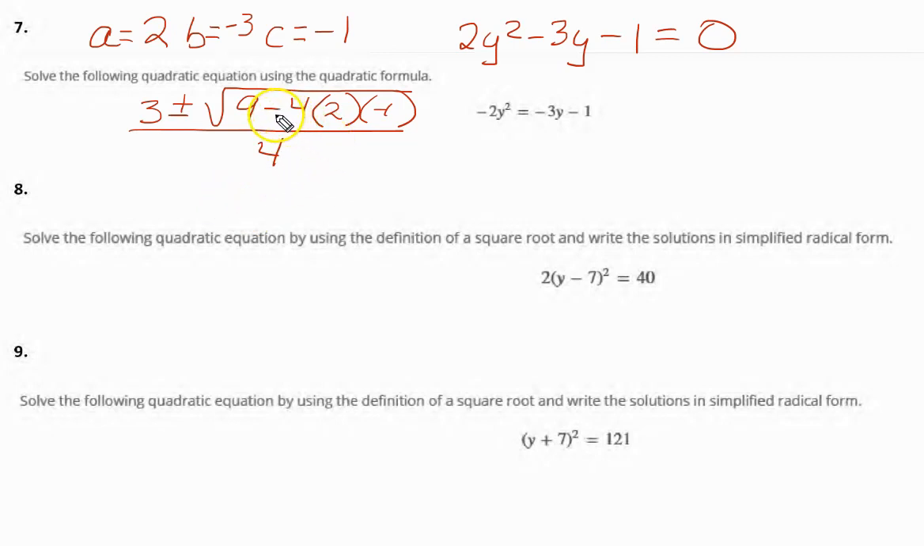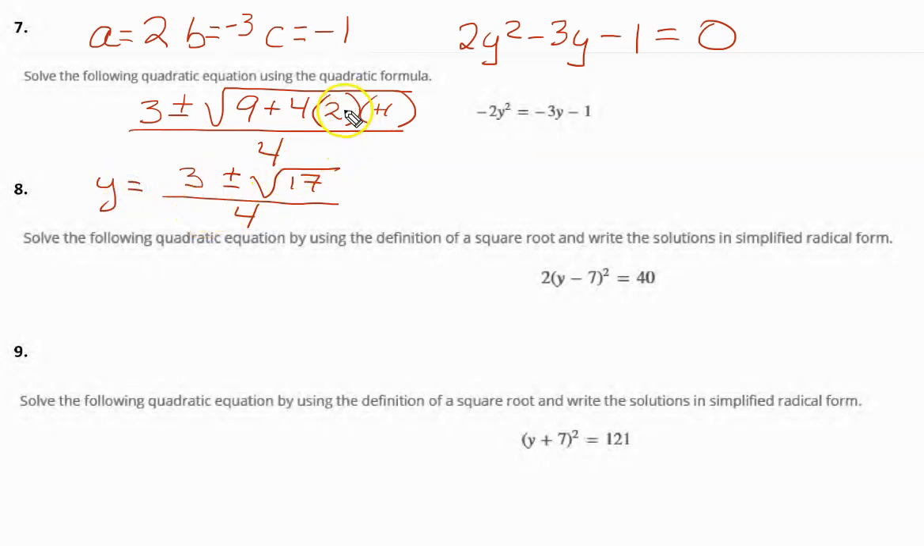Now, another thing, as you look at the discriminant here, notice that this is negative and this is negative. You have 2 negatives, so this is going to end up being positive. So we can make it positive. So now we go 4 times 2 is 8. 8 and 9 is the square root of 17. And there is our answer.